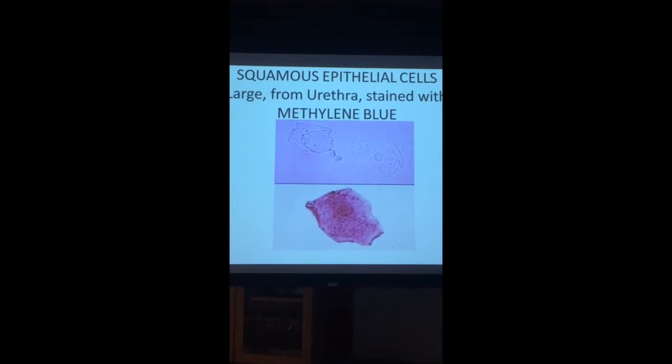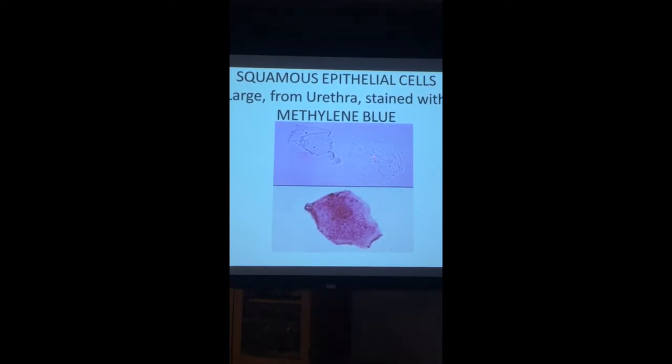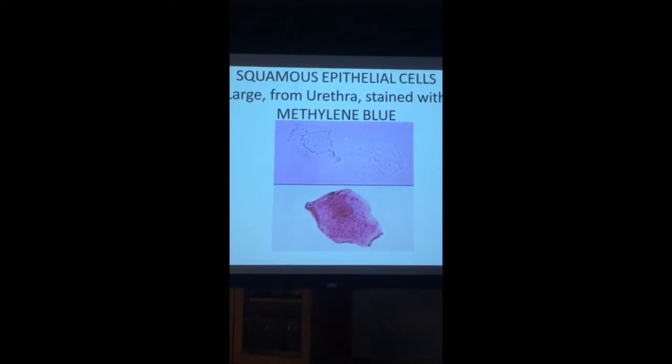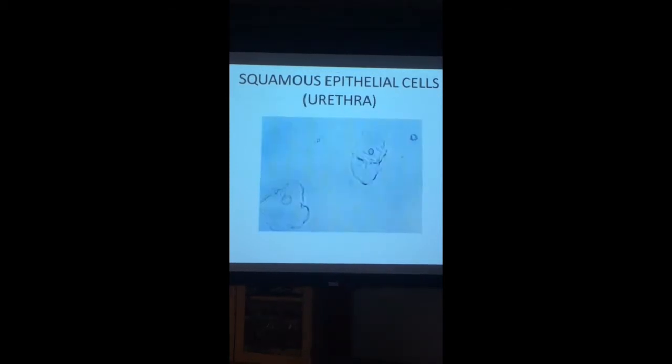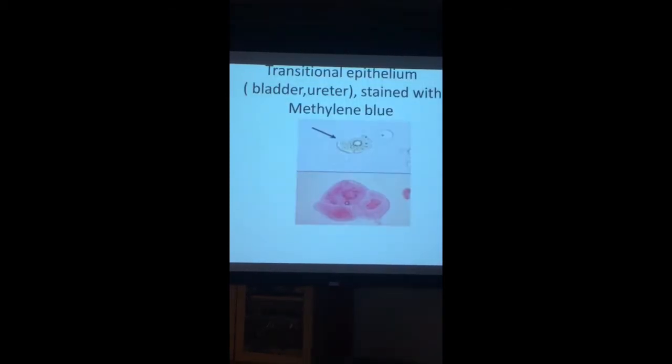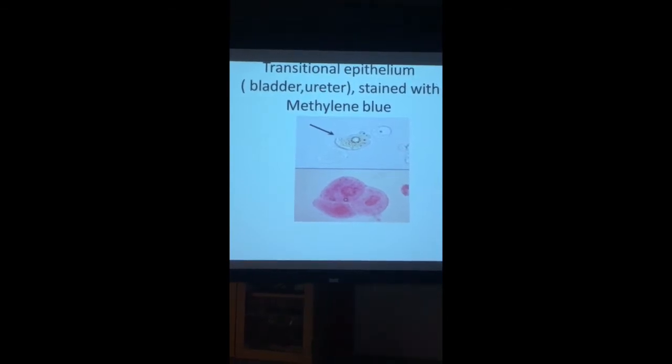So these are squamous epithelial cells. They're quite large. They're stained here in blue. So they're not like from Smurfs or something. And this can sometimes come from the urethra or even from the outside, the way a person wipes themselves. Okay? Squamous epithelial cells. These are transitional epithelial cells, which come either from the ureter or the urinary bladder.